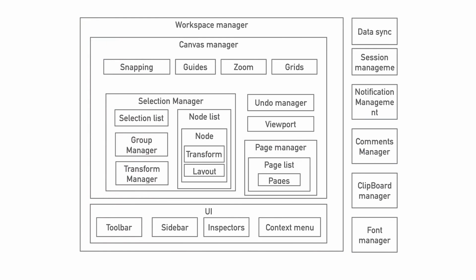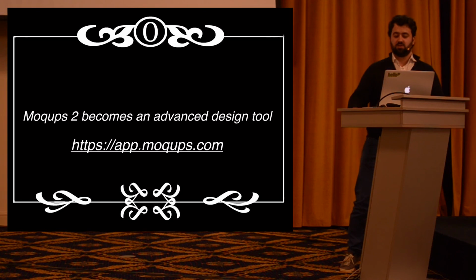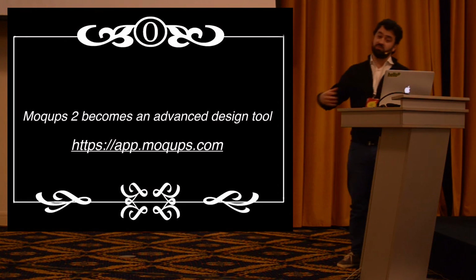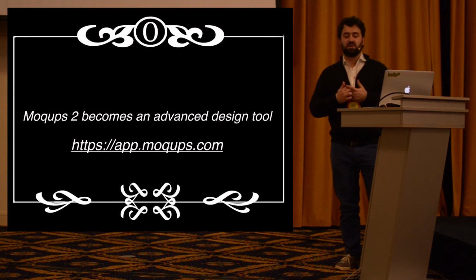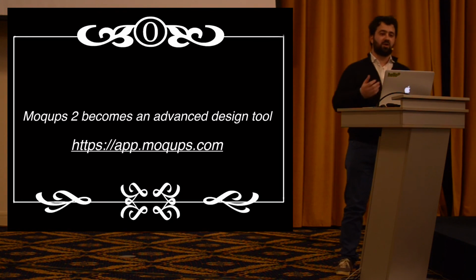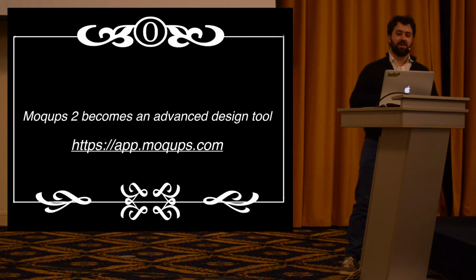And eventually we ended up with an architecture like this. I'm not going to go into details, it's too much. But this kind of architecture allowed us to move really, really fast with implementing whatever was in Moqups 1 and a lot more things that our users asked from us. So this way, Moqups 2 becomes a pretty advanced design tool. You could crop, you could apply drop shadow, pretty much what you can do in Illustrator, but at a very simple level.